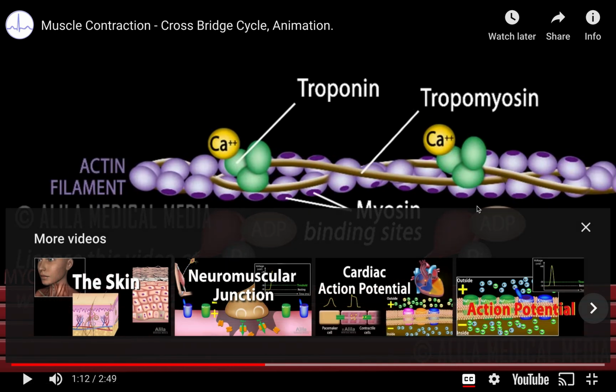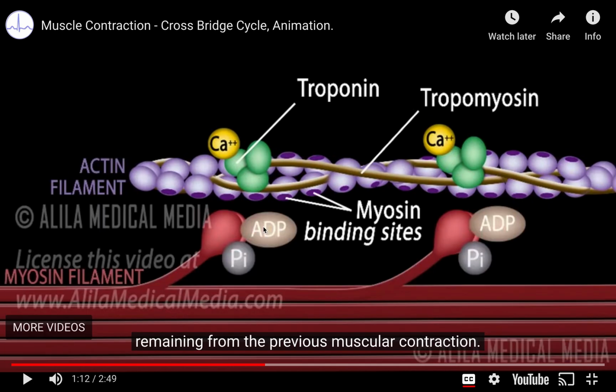Remember from biology, ADP means two phosphates joined to something called adenosine, and here's the third phosphate. So these come from ATP. When we talk about energy in the cell, here's what we're talking about.